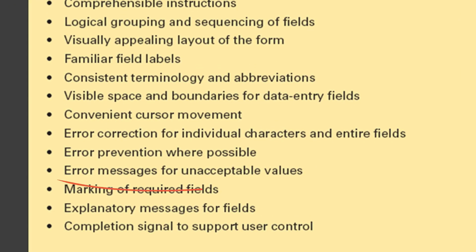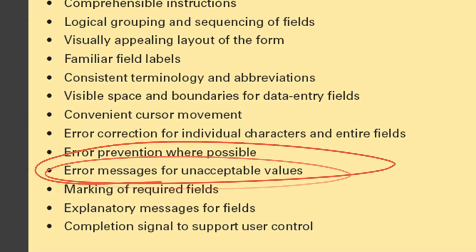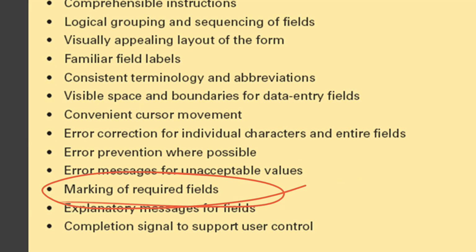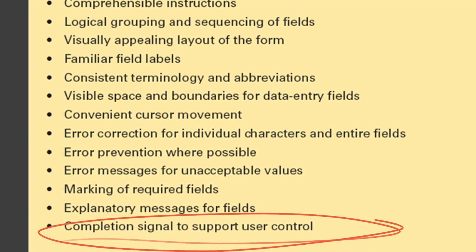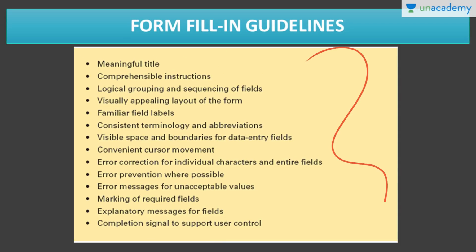Error messages for acceptable values. Generally, we'll be seeing only some fields accept alphanumeric values. Apart from that, special characters won't be accepted. So error messages should be available for those unacceptable values. And marking of required fields, like star mark fields are necessary. So these kinds of instructions will be seen. So marking of required fields, explanatory messages for fields, completion signal to support user control. So these are some of the form fill-in guidelines.